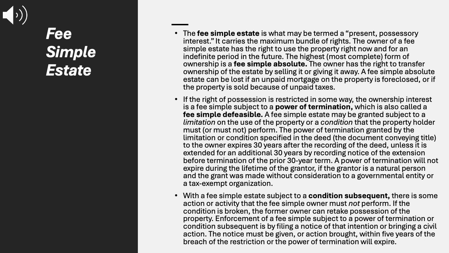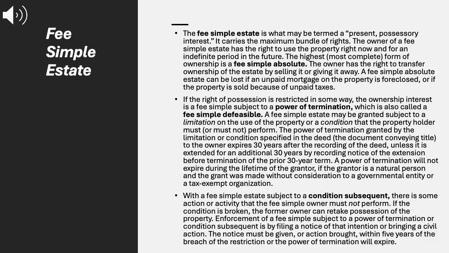If the right of possession is restricted in some way, the ownership interest is a fee simple subject to a power of termination, which is also called a fee simple defeasible. A fee simple estate may be granted subject to a limitation on the use of the property or a condition that the property holder must or must not perform. The power of termination granted by the limitation or condition specified in the deed, the document conveying title to the owner, expires 30 years after the recording of the deed, unless it is extended for an additional 30 years by recording notice of the extension before termination of the prior 30-year term.